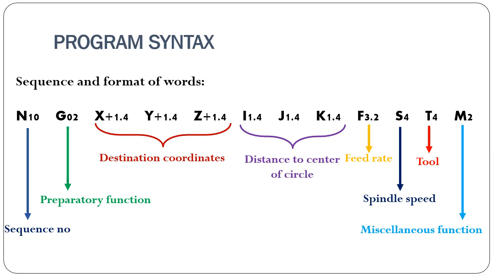Note that there is no need to repeat codes until it is needed to be changed. For example, if the feed rate is constant, then it can be specified at the beginning of the code, and it is not necessary to repeat it for other lines.